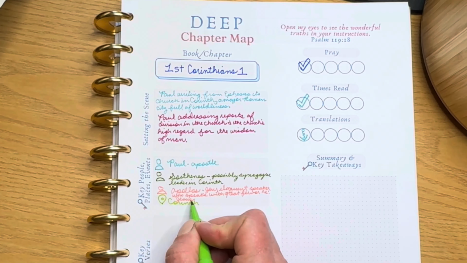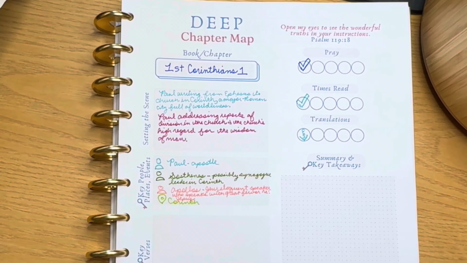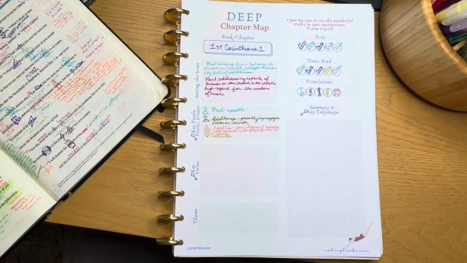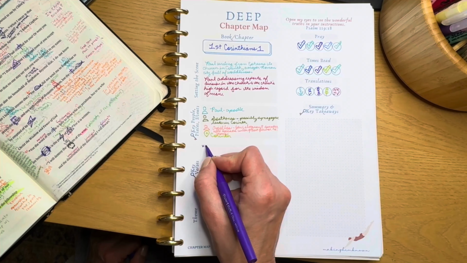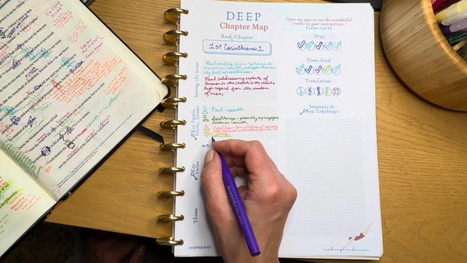The next section is key verses. You can write the key verses as you're reading through the chapter. I usually wait and do that at the end because the key verses end up being, for me, the verses that I spent the most time on cross-referencing, doing verse maps on.